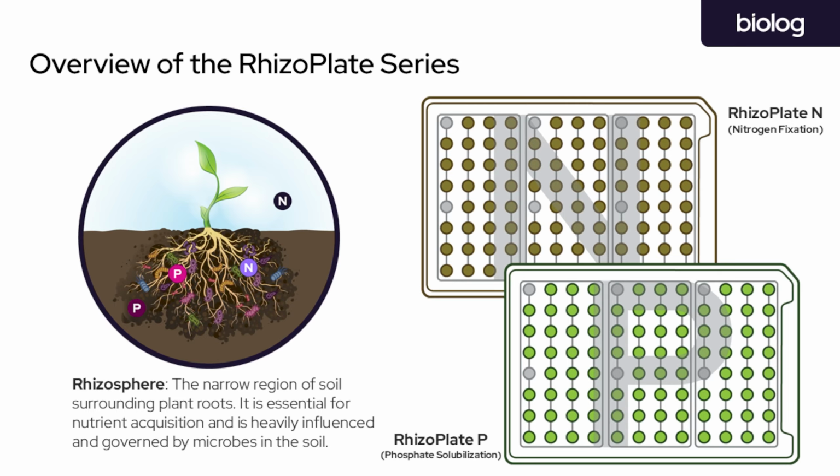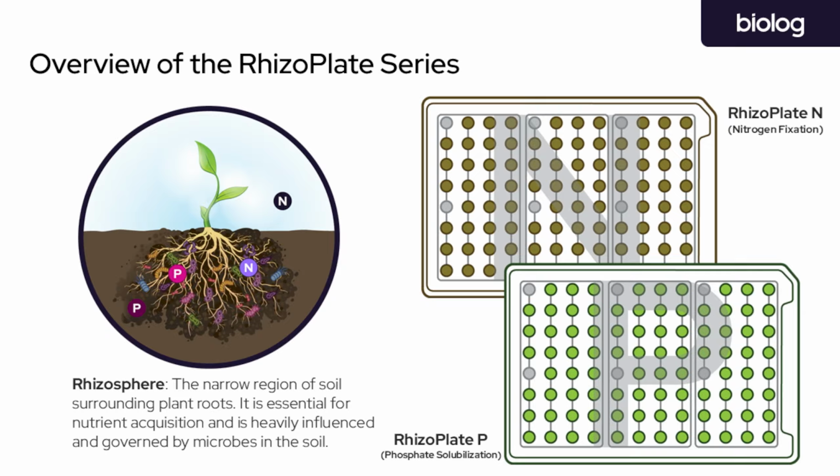RhizoPlate N is a great alternative to the commonly used acetylene reduction assay, which requires a high degree of training and the use of a GC mass spectrometer and dangerous acetylene gas. RhizoPlate P, meanwhile, replaces the qualitative PVK assay, which relies on difficult-to-make agar plates and measuring zones of clearing.